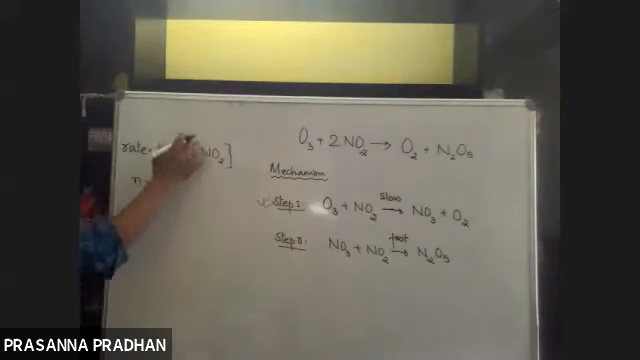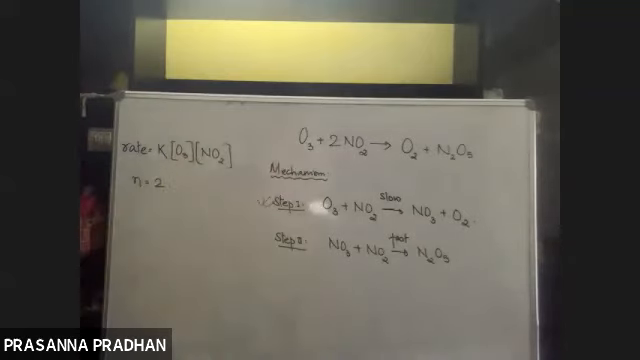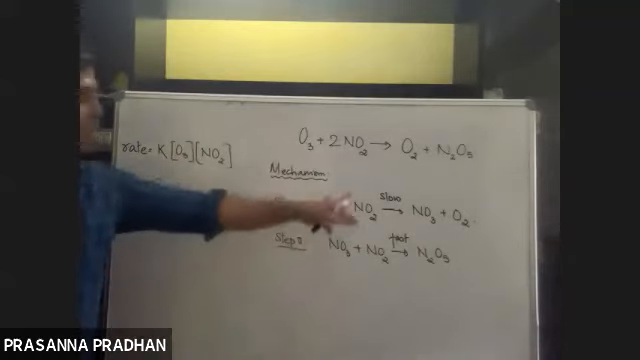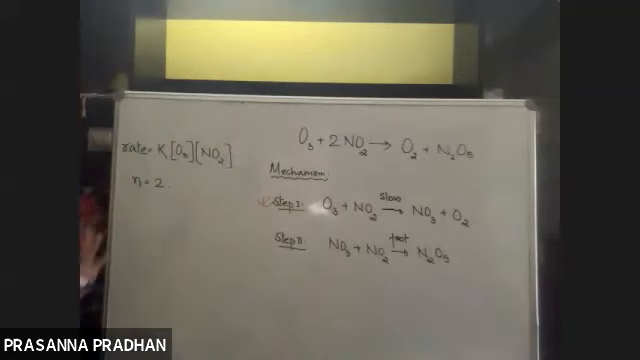Fine. So what is the overall order of this reaction? 1 plus 1. It is a second order reaction. It's not a third order reaction. It's a second order reaction because according to the mechanism in the slowest step, only 2 species are involved. Fine. So this is how we determine the order of a reaction for a complex reaction.